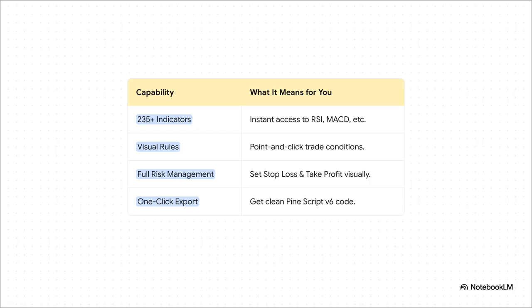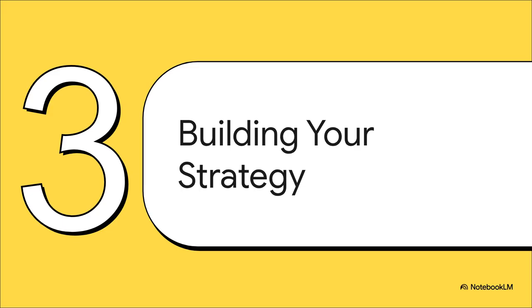What I love here is how this table breaks down the features into what they actually mean for you. You're not just getting 200+ indicators, you're getting the ability to combine them with simple point-and-click logic. You're not just setting risk rules, you're doing it all visually. And it all leads up to that amazing one-click export that spits out perfect PineScript code. Okay, so this all sounds great on paper, but how does it actually work?